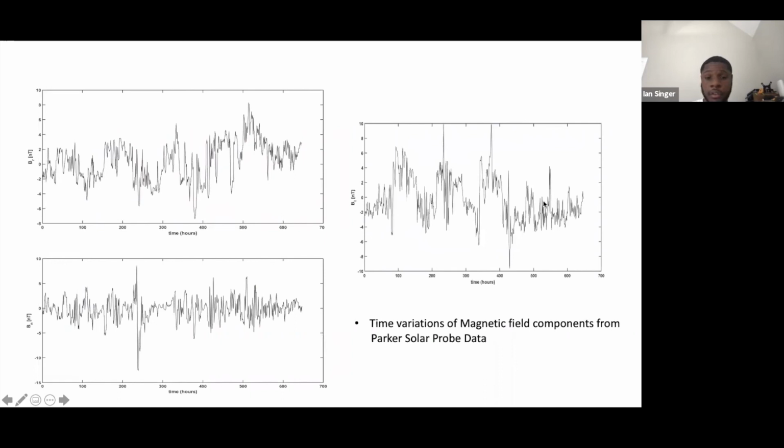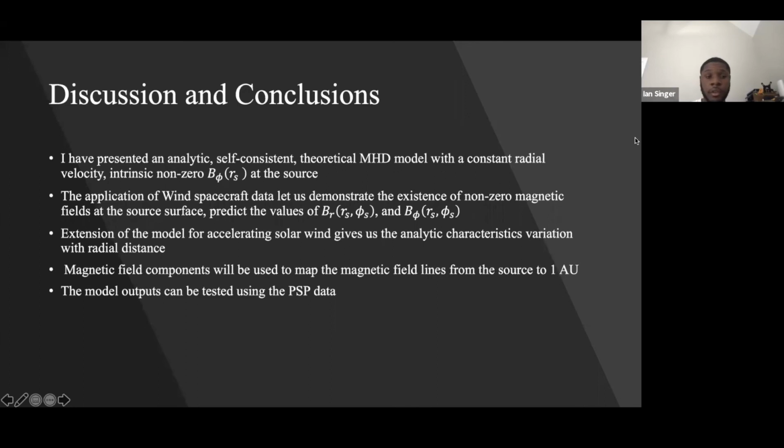Here are just time variations of magnetic field components from Parker Solar Probe data. Here are my discussions and conclusions.